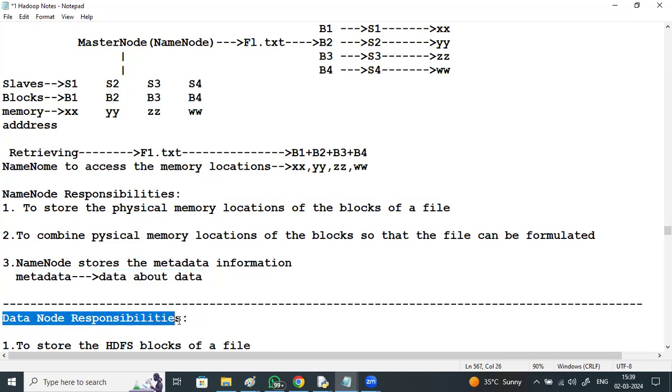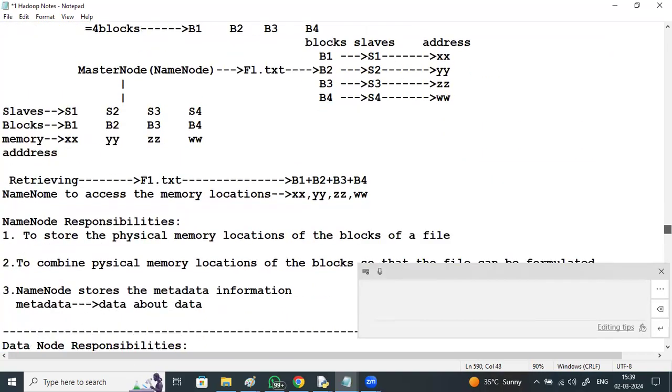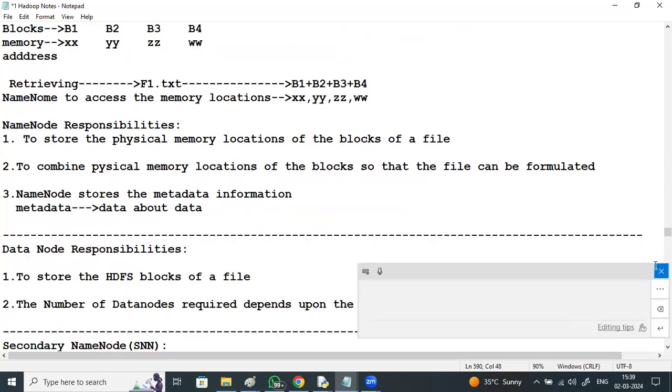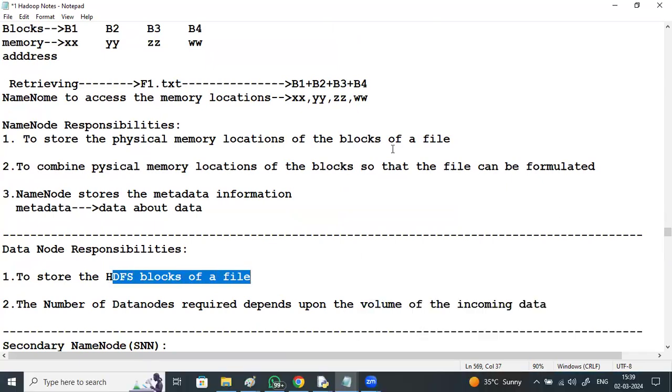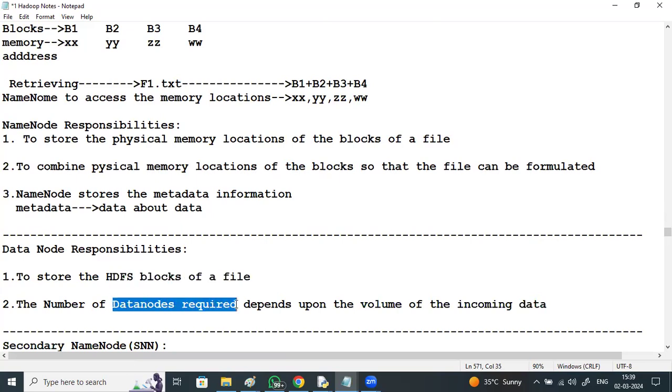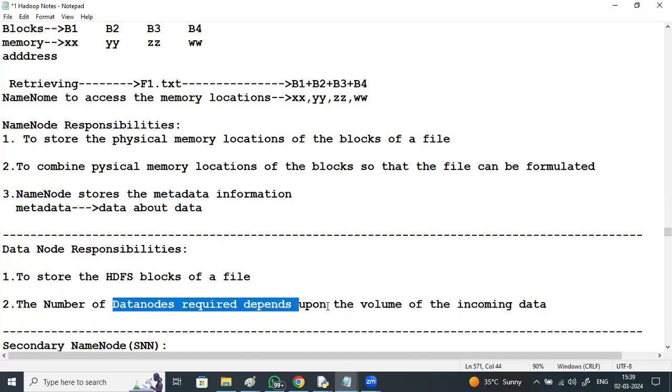Data node responsibilities: only one responsibility, storing the data, storing the HDFS blocks of a file. The number of data nodes required depends upon the volume of incoming data.